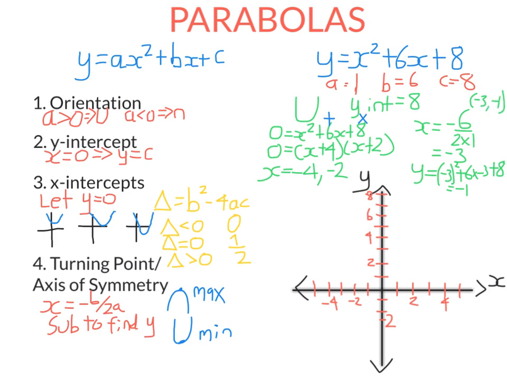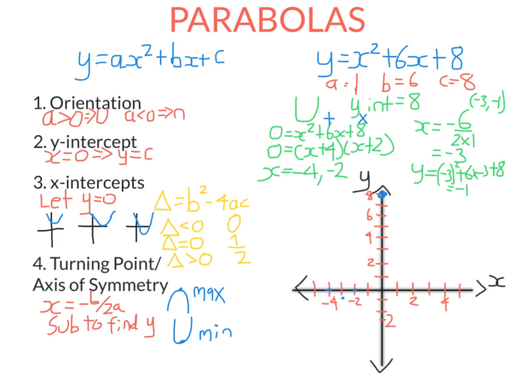So now that we have calculated all of these features, we're just going to plot them and join them up. So we'll start with the y-intercept equal to 8. So I'm just going to plot that there. Now I'm going to plot x-intercepts at minus 4 and minus 2. And the turning point is here, (-3, -1). So that will be down here.